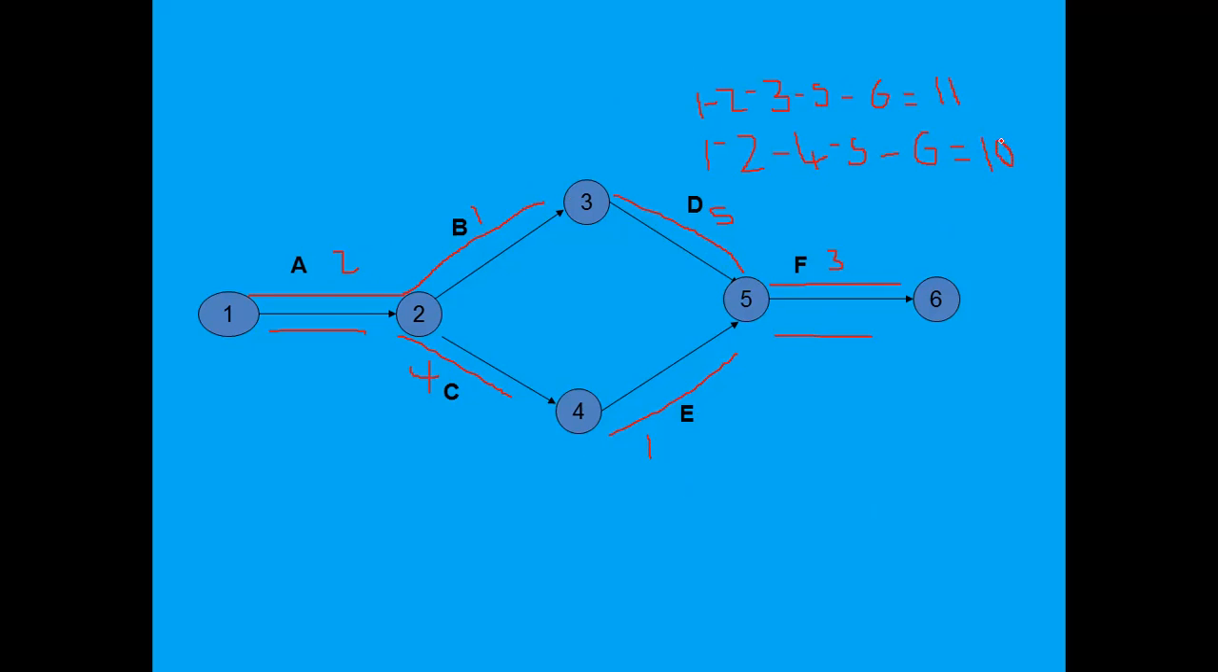Okay, now which one is the largest one? The largest one is 1 2 3 5 6, that is equal to 11. So when you count the totals, whichever is the biggest number, that is the critical path of this network diagram. Now the critical path is 1 2 3 5 6. So 11 weeks or 11 days or 11 whatever it may be, the largest or the biggest number in the total paths, that is the critical path.